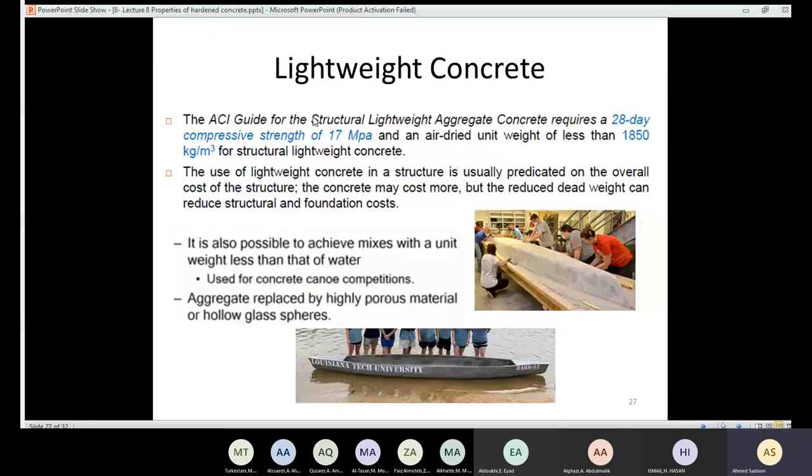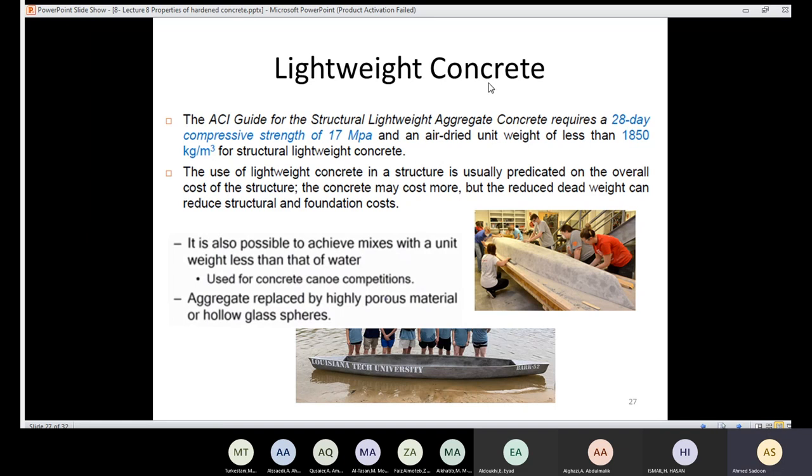So this lightweight concrete, after curing for 28 days, the strength is going to be around 17 megapascal, and the unit weight is going to be less than 1,850 kilogram per cubic meter for structural lightweight. So these are the characteristics of lightweight concrete.